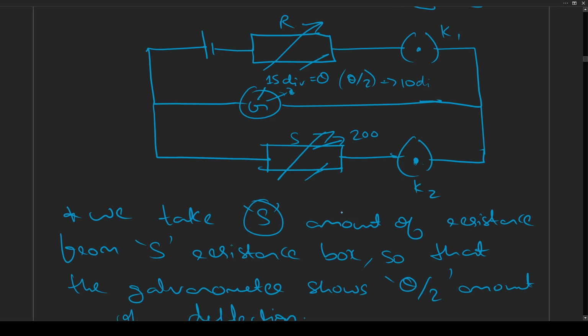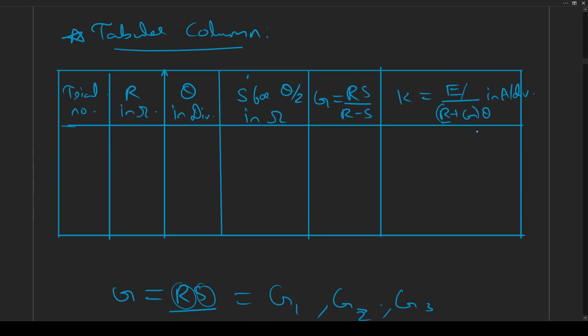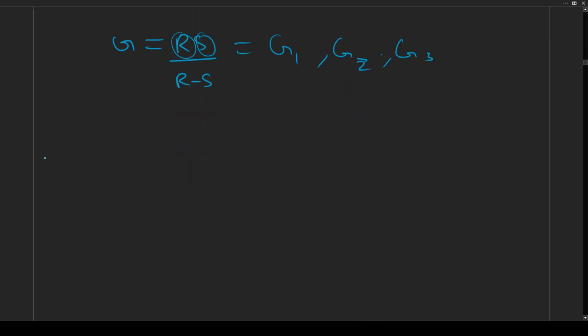Like that, we take numerous trials and we get numerous readings for R and S values, which we will write in our tabular column. From that, we get different G values. We calculate G using the RS by R minus S formula. Here we substitute R value and S value, and we will get different G values, G1, G2, G3. And finally, we put these G1, G2, G3 values in the figure of merit formula.